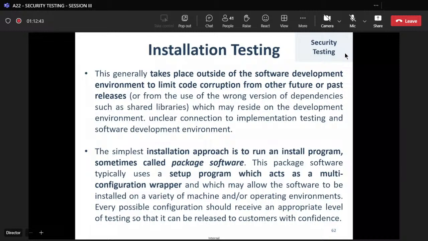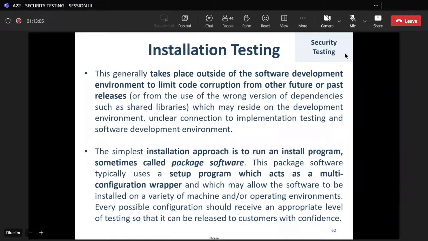This generally takes place outside of the software development environment, to limit code corruption from future or past releases. And also they will try to identify which is the right version that needs to be used for that particular host.